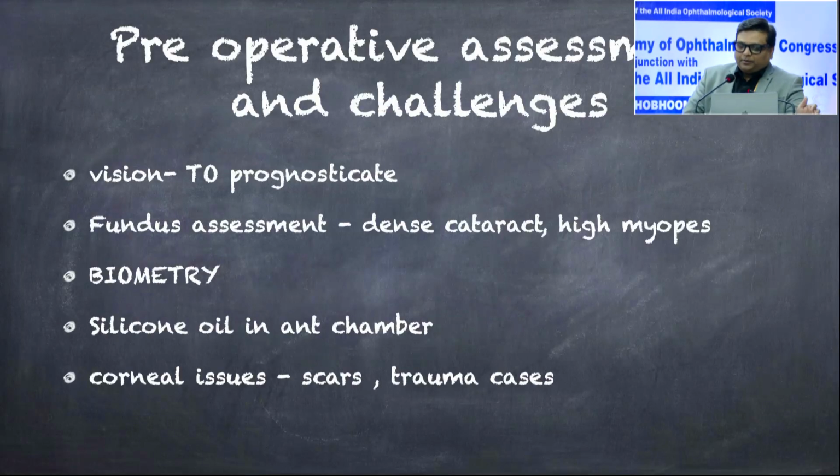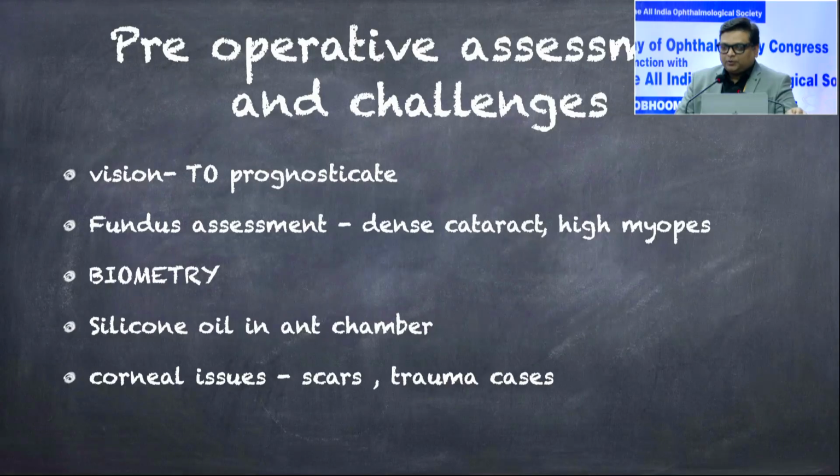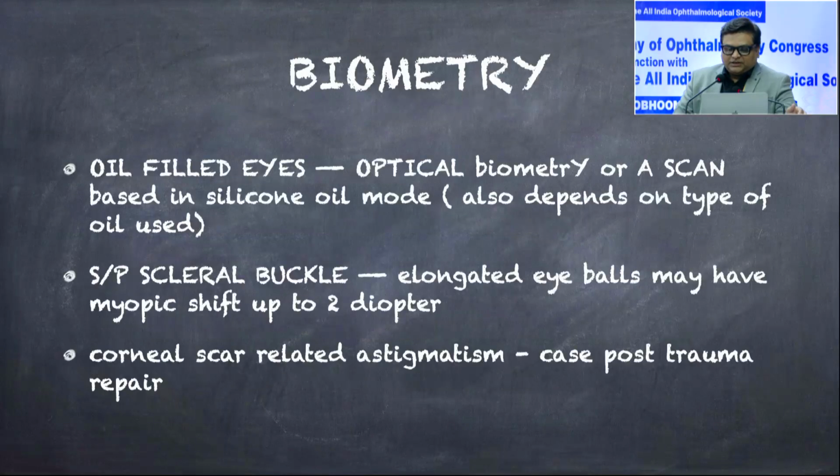So what are the preoperative challenges? We need to assess the vision and get a prognosis for the patient. So fundus assessment itself will be difficult. With dense cataracts and very high myopes, seeing the periphery will be difficult. Biometry poses a different set of problems. Silicone oil in the anterior chamber poses a lot of problems for fundoscopy. In corneal tissues, especially in cases of trauma, there would be scars which you need to assess preoperatively. For biometry, most of these biometers have a silicone oil mode in it.